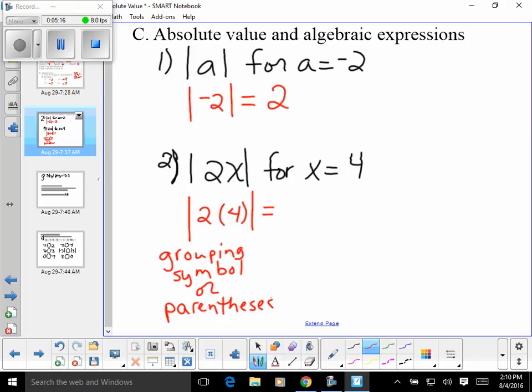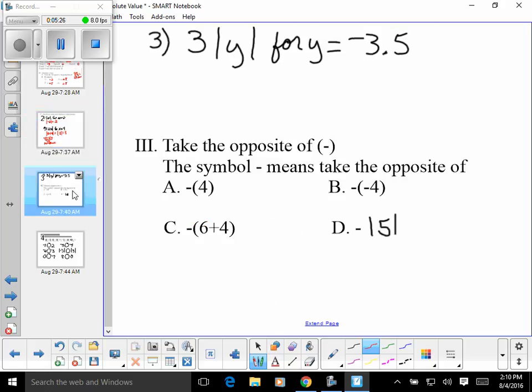We have to do the math inside. So we're going to take the absolute value of 8, which is 8. This one's a little different than example 2. You'll notice that this time the 3 is on the outside. So we're going to substitute negative 3.5.